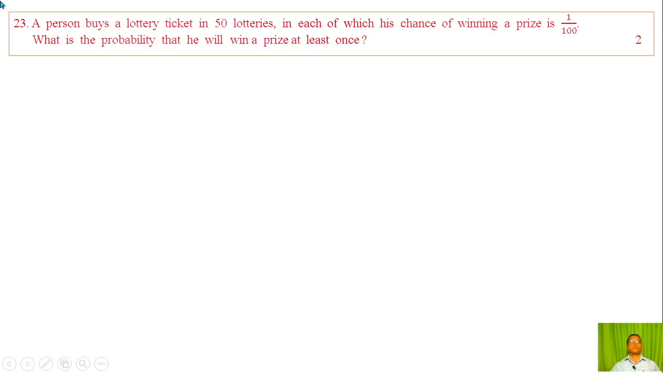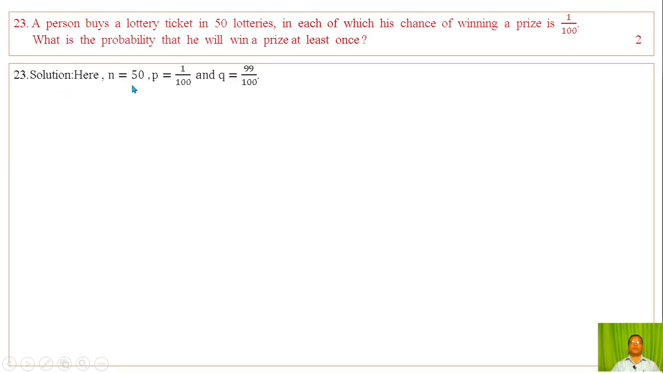Question number 23. A person buys a lottery ticket in 50 lotteries, in each of which his chance of winning a prize is 1 by 100. What is the probability that he will win a prize at least once? A person buys a lottery ticket in 50 lotteries, and his chance of winning is 1 by 100.